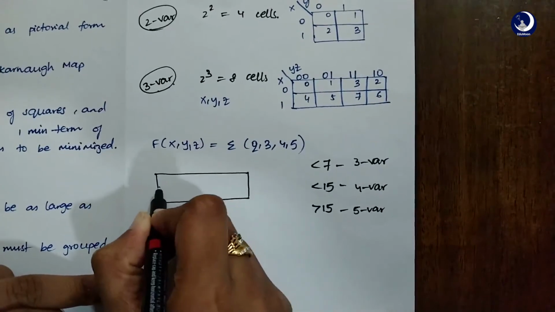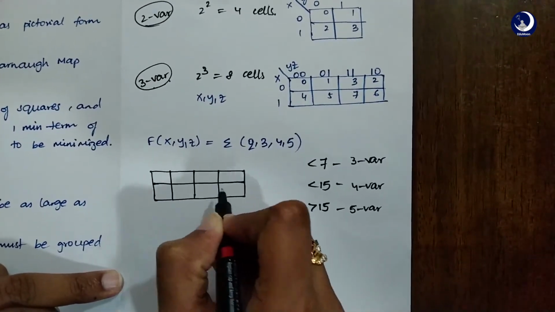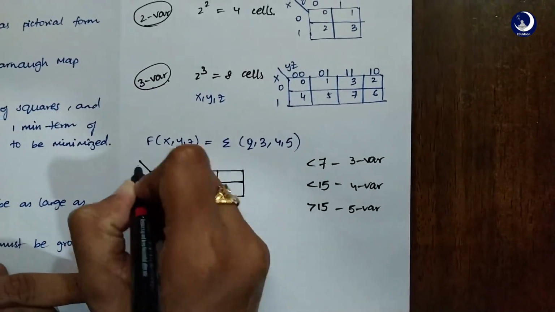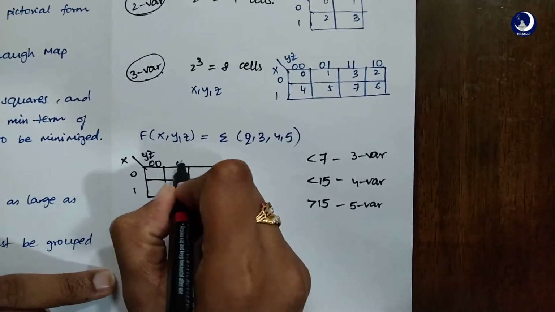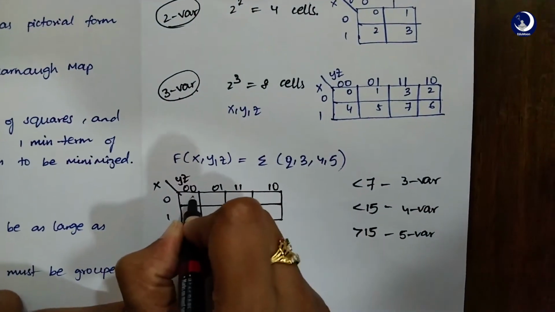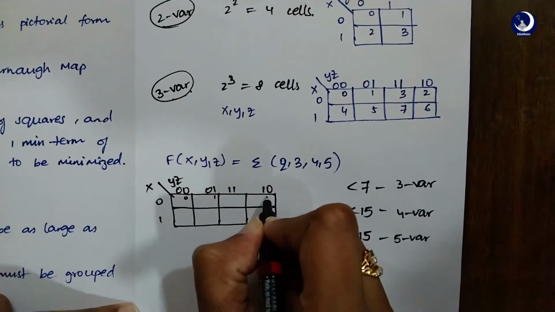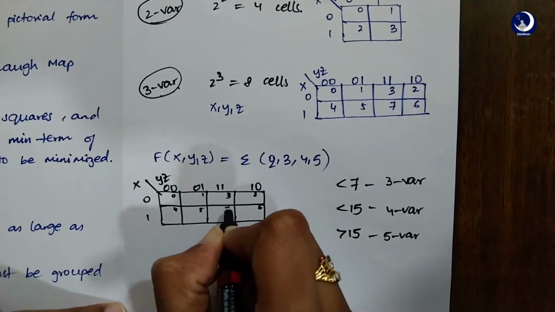I'm just giving a basic example. In the next video, we will cover all the other required examples. So don't worry. This is your 0, 1, this can be your x, and this is your y, z. Now this is 0, 0, 0, 1, 1, 1 and 1, 0. So I'm assigning values to these as 0, 1, 2, 3, 4, 5, 6 and 7.